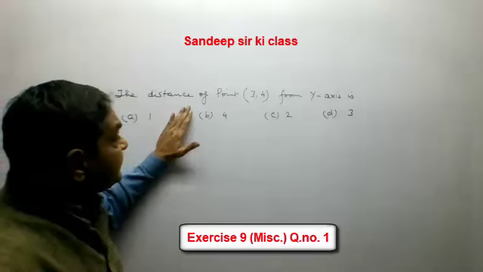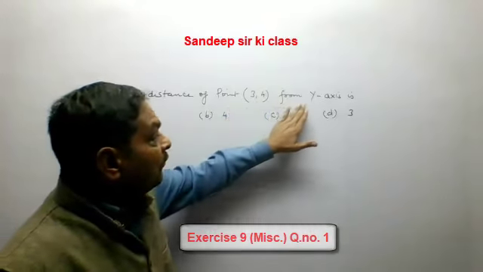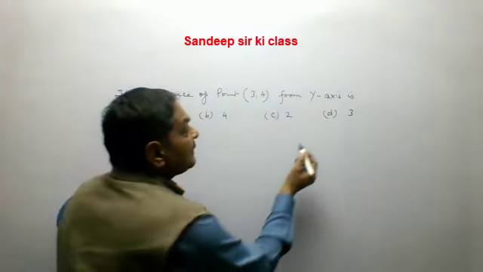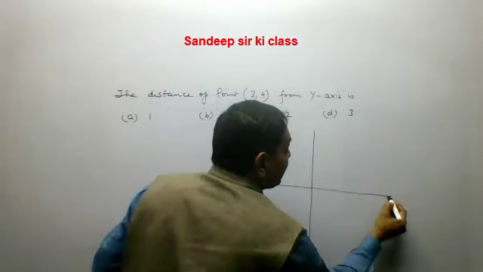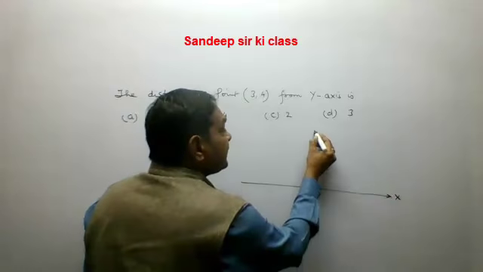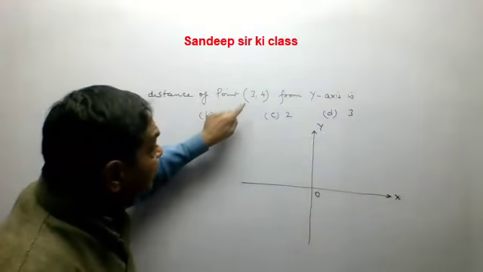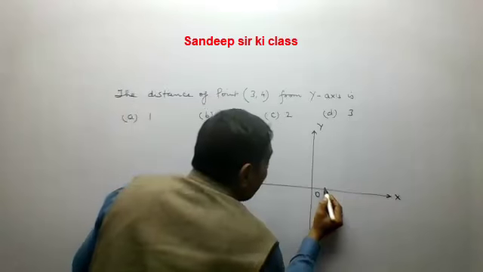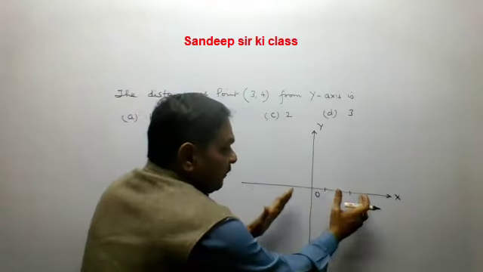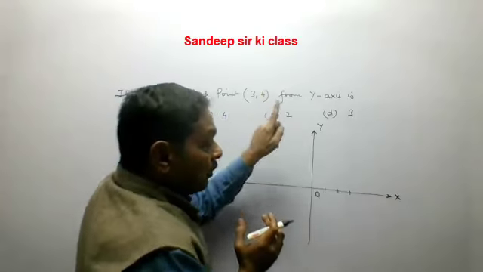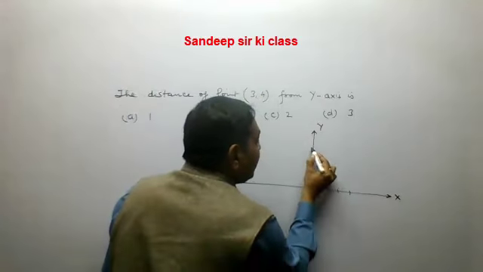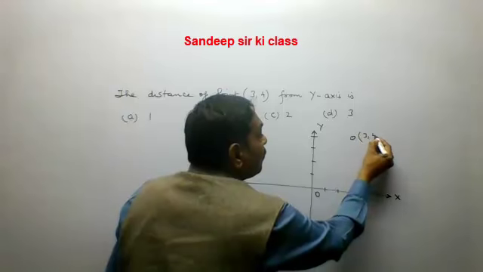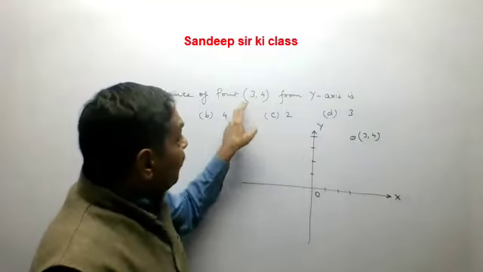First question is the distance of point (3, 4) from y-axis, and these are the four options given to us. Now try to understand the question by locating the point on the graph paper. This is our x-axis, origin, and this is our y-axis. Now plot this point on the graph paper. How do we plot? See, 1, 2, 3 units on x-axis, 4 units on y-axis, 1, 2, 3, 4. This is where this point is, (3, 4). This is how this point can be plotted.